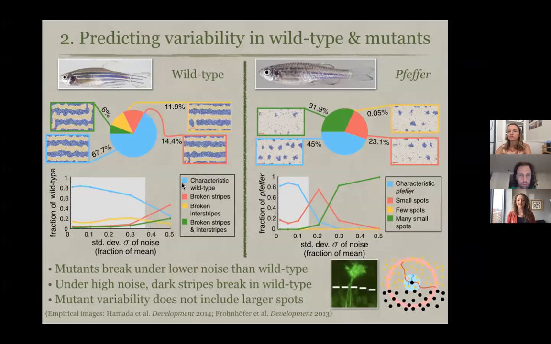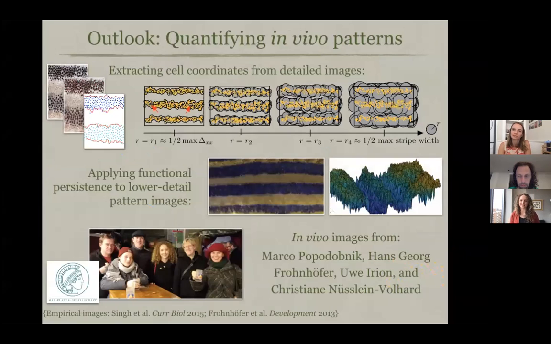The other type of thing that comes out of this analysis is that we're able to predict what types of variability we expect the biologist to see. So here, what we expect is that when these patterns break down, they should see patterns that are only smaller than characteristic spots and less defined. So once we have large classes of in vivo data, we can test these predictions. And so that's what we're doing now.